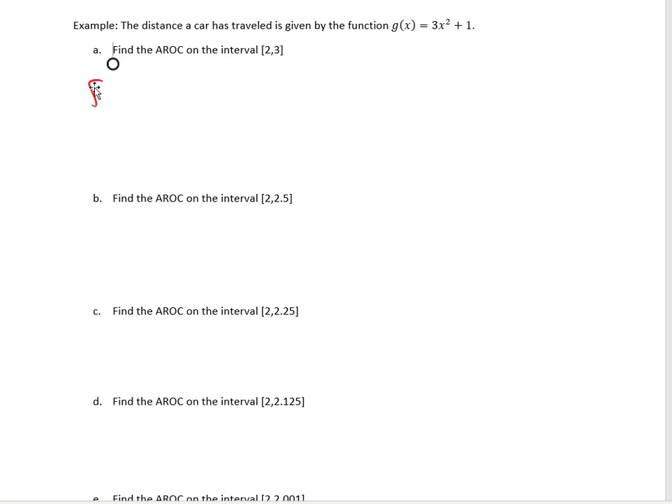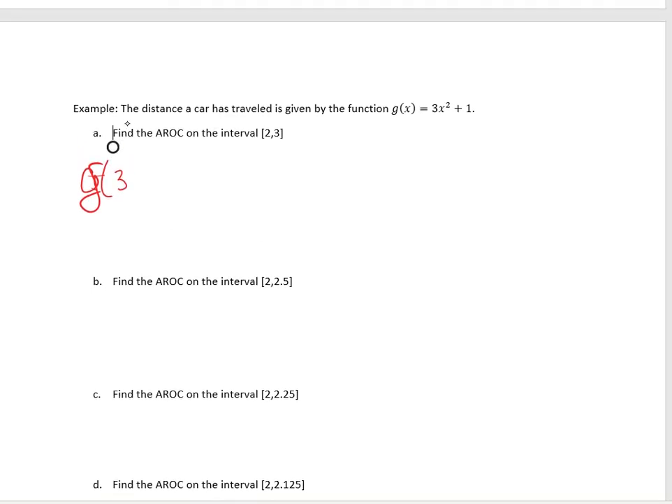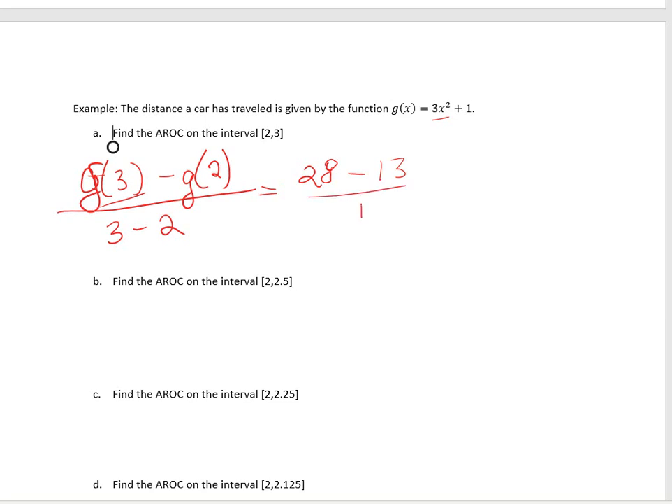So the formula is going to be g of 3 minus g of 2, divided by 3 minus 2. So remember, g of 3 means that you're going to plug 3 into this function. So 3 times 3 squared plus 1 is 27 plus 1, which gives us 28. Minus, if we plug 2 in, that's 3 times 2 squared, which is 12, plus 1, which gives us 13. Divided by 1, which gives us 15.